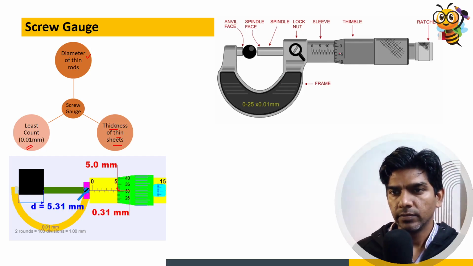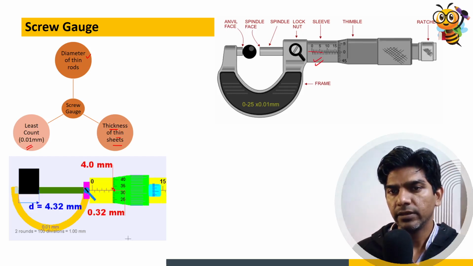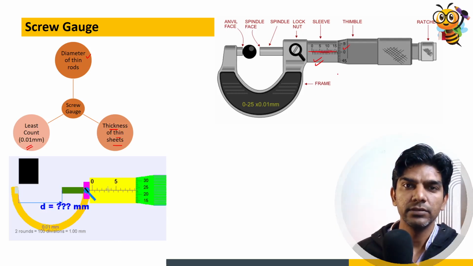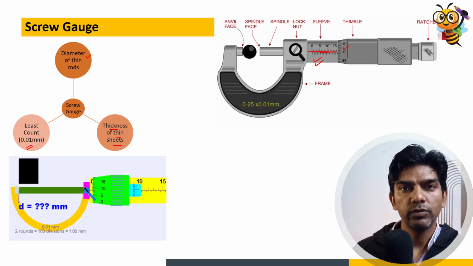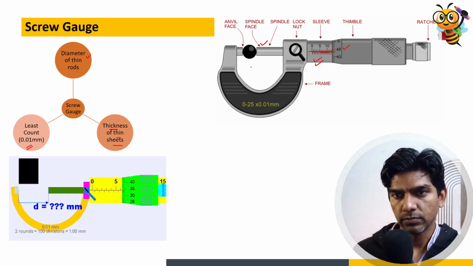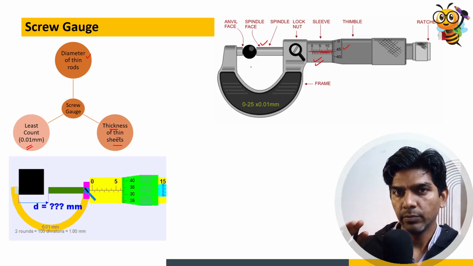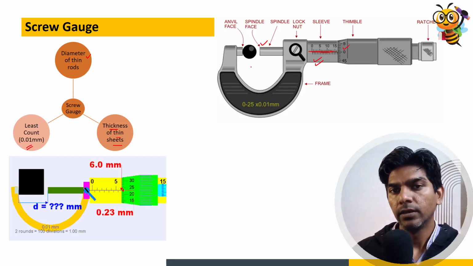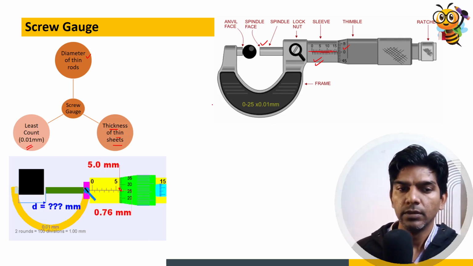So this is the instrument. Here we have a linear scale, and this is the reference line, and there is a circular scale. So there are certain markings on the circular scale, and when we rotate the circular scale, the spindle displaces in the forward direction. So if we give one full rotation, the displacement in the forward direction of the spindle is nothing but the pitch, right?